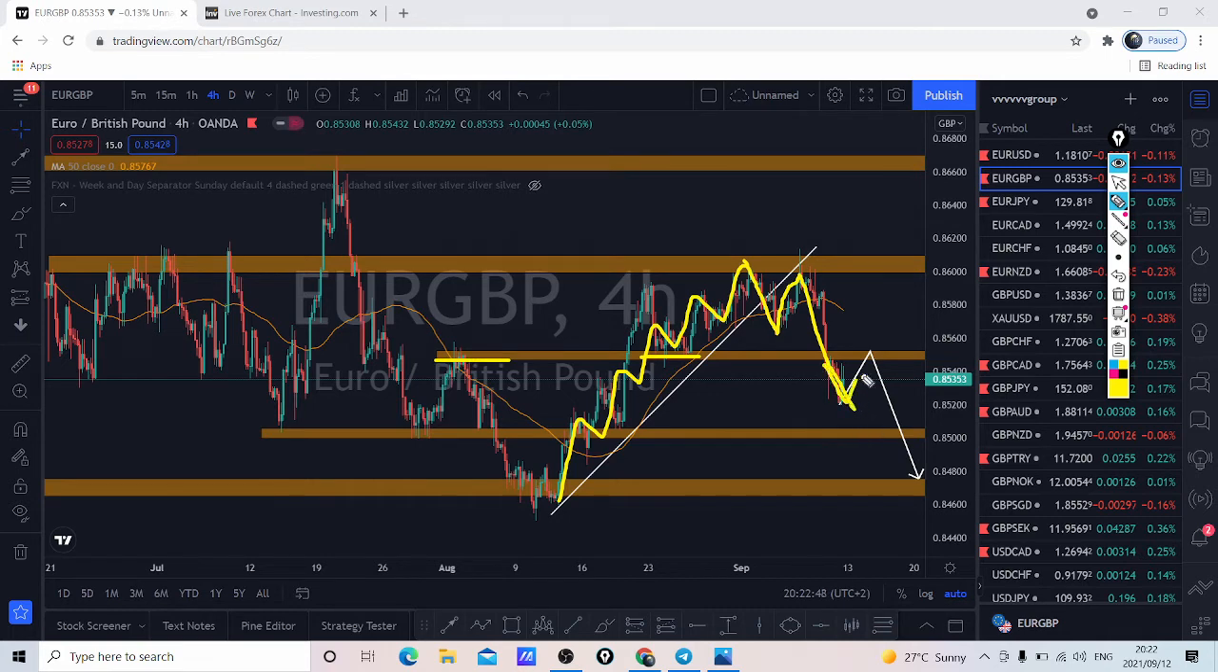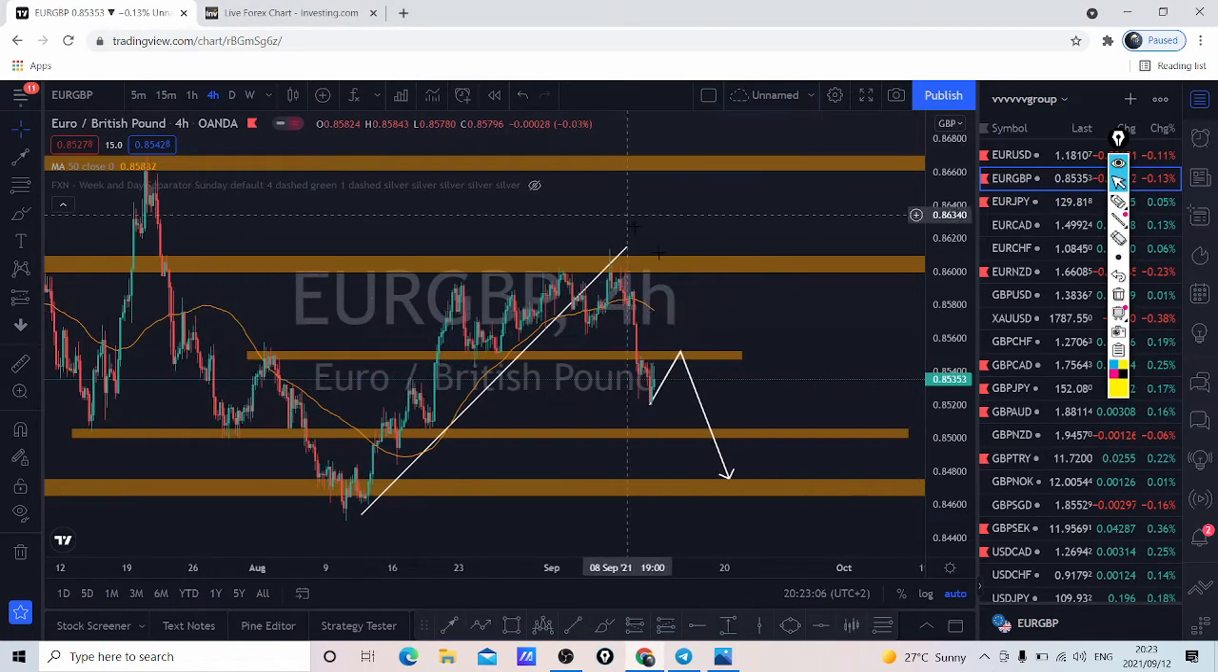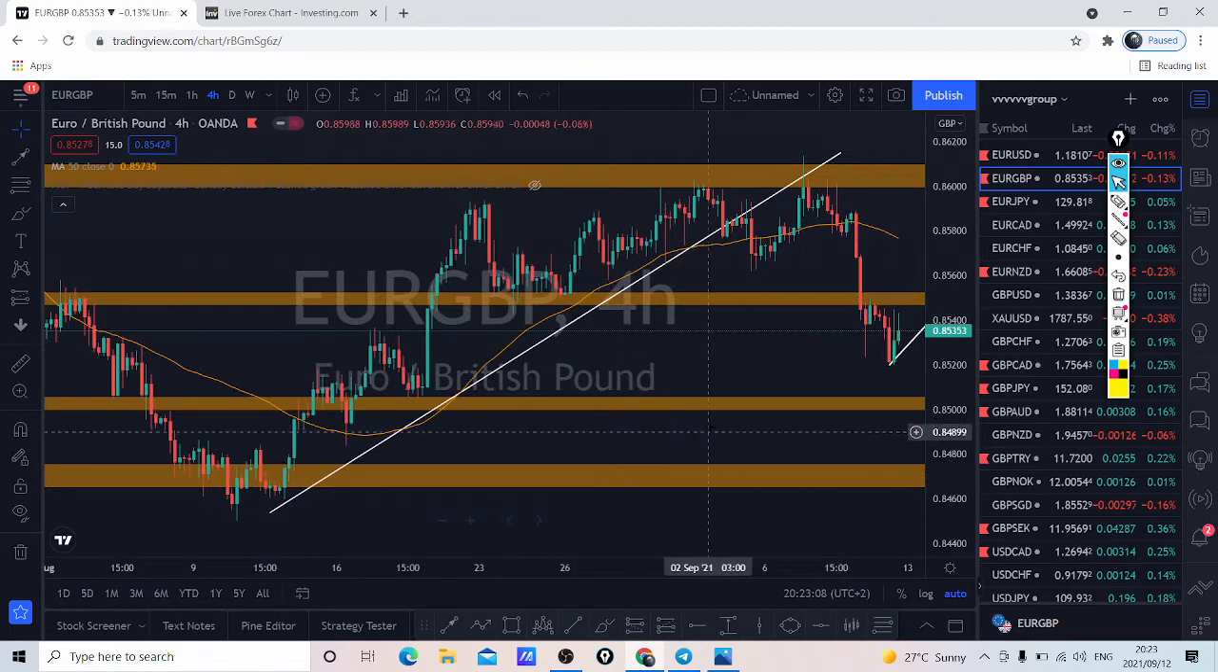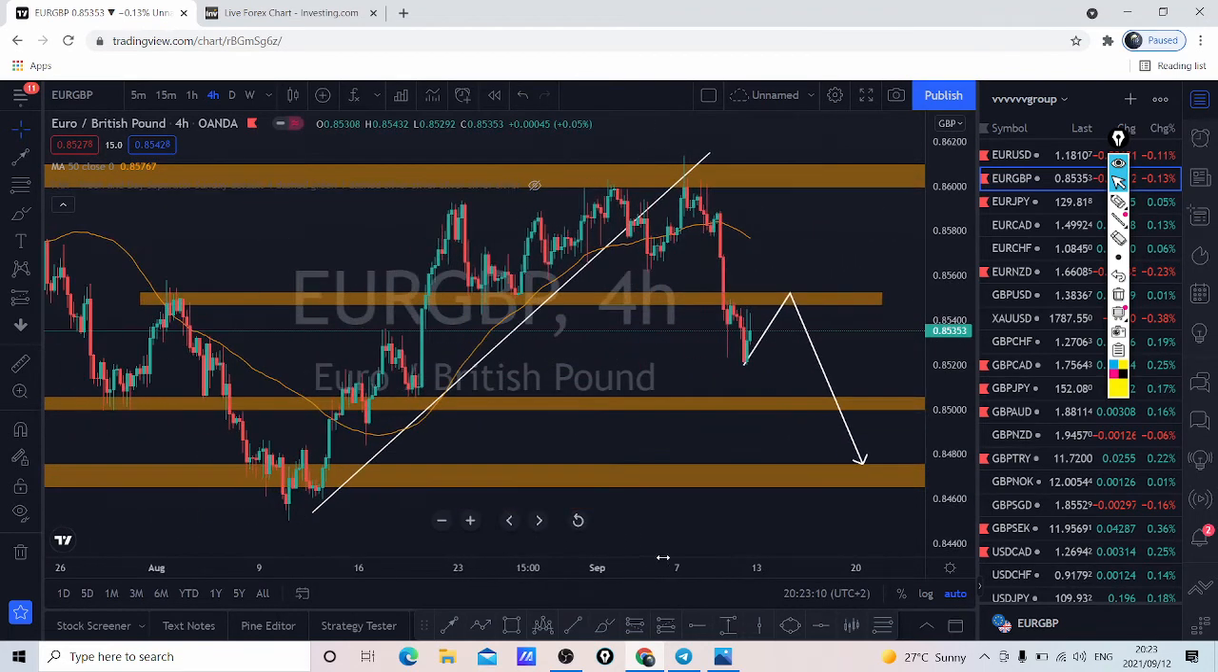So now I'm expecting a retest of that, retesting this previous support, and then making a bearish engulfing. Then I will sell after that bearish engulfing, put my stop loss above, then hold my trade to this zone here. So that's how I'll be looking for a short this week on Euro GBP.